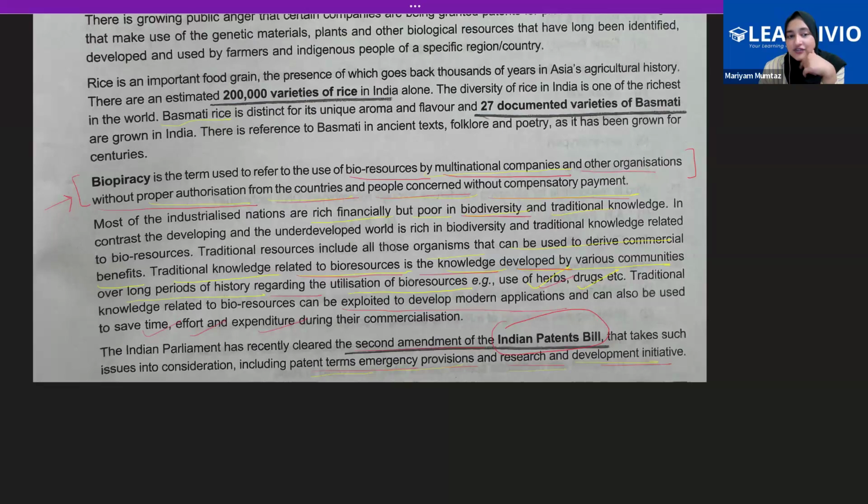So most of the industrialized nations, meaning those bigger countries and better developed countries as compared to India, are rich financially, right? They have a lot of money as compared to India, but they do not have resources. They do not have traditional knowledge as compared to India. They don't even have the biodiversity. So traditional resources include all those organisms that can be used to derive commercial benefits. Traditional knowledge related to bioresources is the knowledge developed by various communities, right?